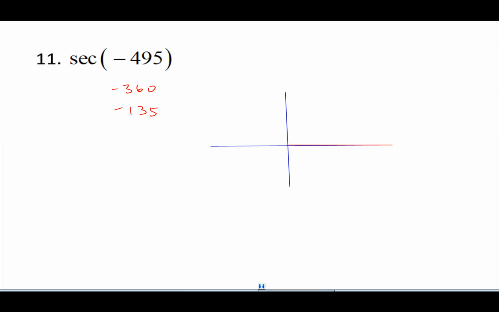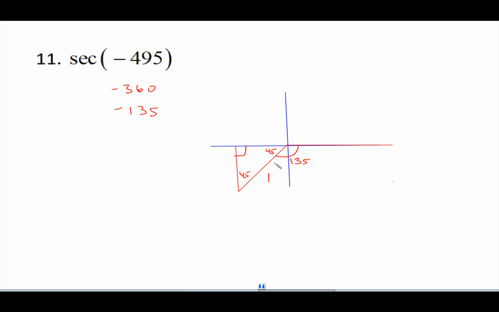So then we rotate. We went all the way around, that's negative 360. Then you go another negative 135. Here's negative 90, so negative 135 is going to be right here. Then let's draw our triangle. If this is 135, this missing angle right here has to be 45 because this is 180. So we've got a 45, 45, 90.